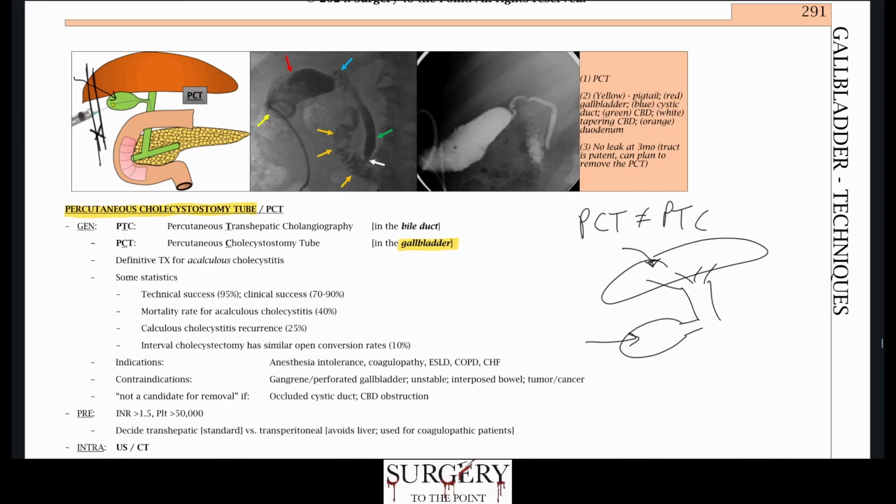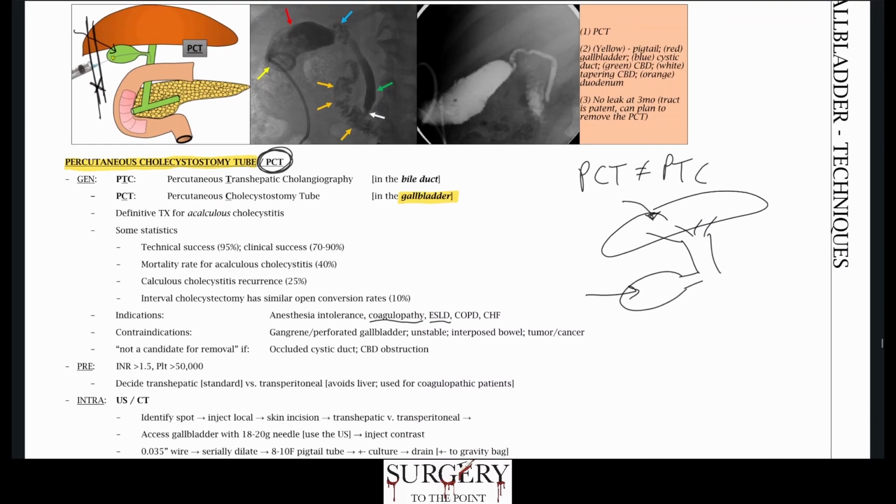Now, a large amount of times when you're considering doing a PCT is when you have a patient that is not healthy. Maybe they're coagulopathic, they're on dual antiplatelets, end-stage liver disease, etc. How does the IR team perform a PCT? Well, they're going to be using ultrasound or CT guidance to be able to get access directly into the gallbladder.